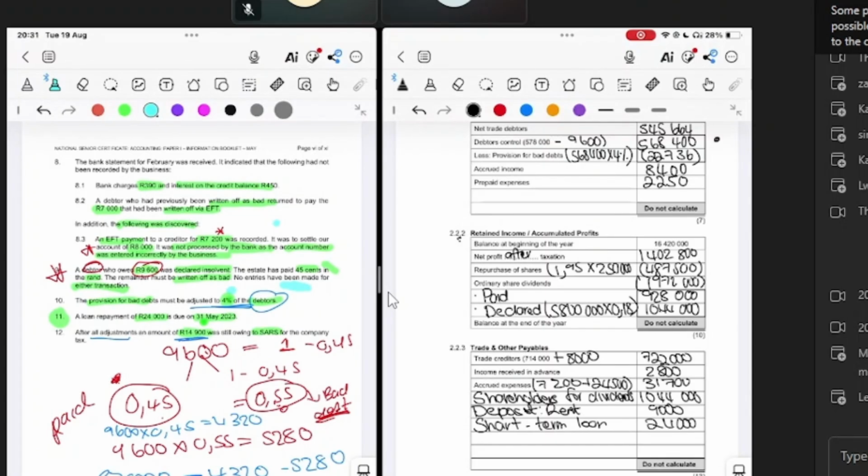It says, after all adjustments, an amount of 14,900 was still owing to SARS for the company tax, meaning we owe SARS tax. That's a current liability. So SARS income tax will be part of our payables, 14,900. Okay. Is that all good, everyone? Any questions?